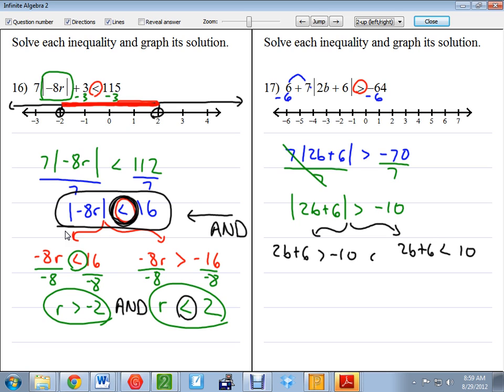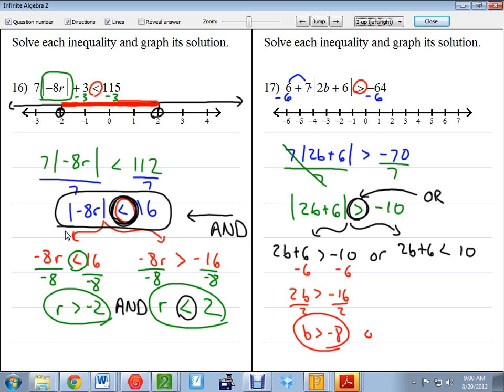Now I did say "or" as I was doing this, and I found that by looking at this symbol, a greater than symbol means "or." And now we would need to solve both of these individual inequalities separately. Subtract 6, 2b is greater than negative 16, and then divide by 2, we don't change the sign, so b is greater than a negative 8. That is one of the solutions. Or, on the other case, we'd subtract 6 from both sides, and 2b is less than a positive 4, therefore b is less than 2.